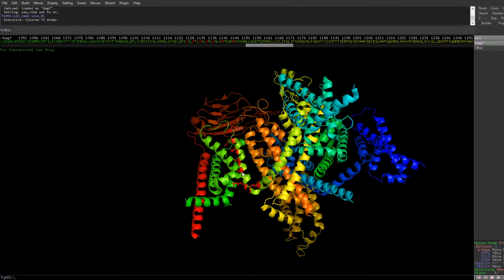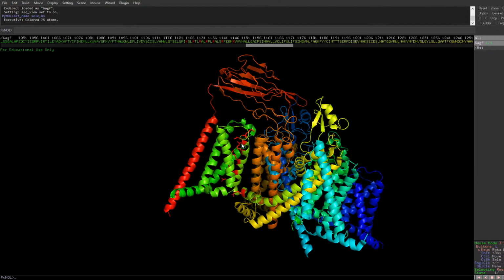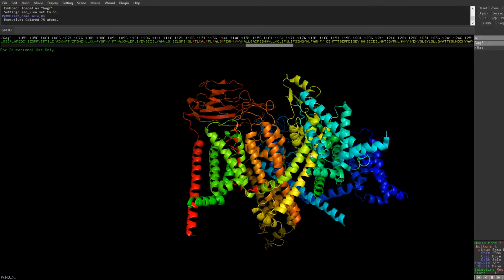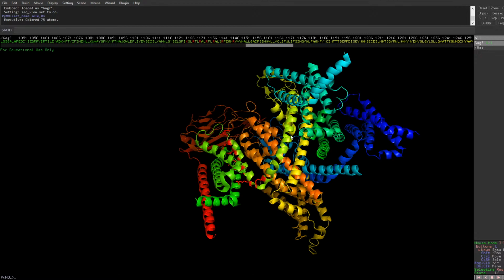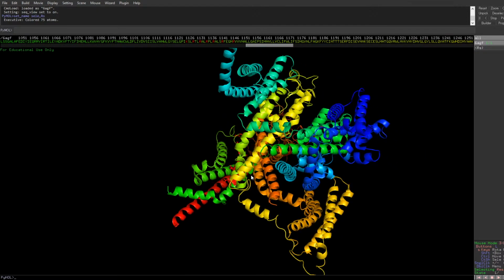So this is alpha helix number 4, the most important one in this protein, because this is the part where the protein senses the voltage. It's connected to the pore domain, right? Through this yellow and green helix.